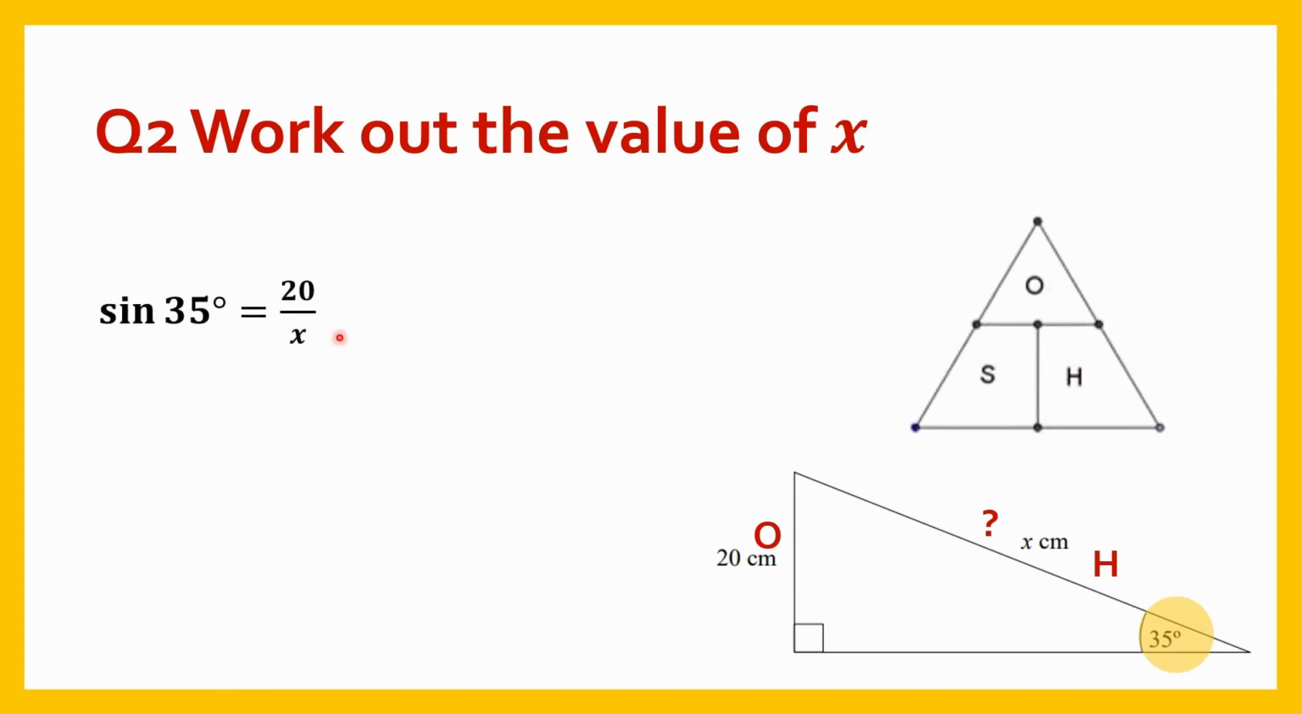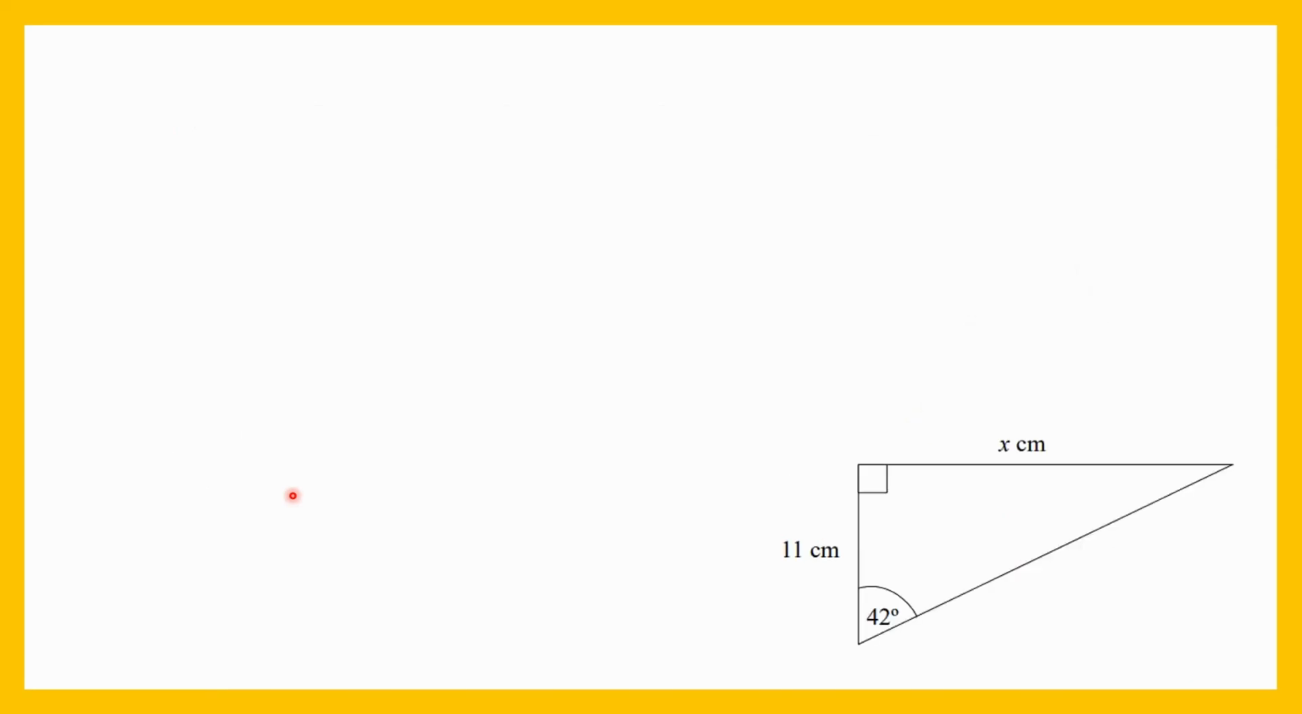Substitute in the values. Sine 35 equals 20 over x. Hypotenuse is what we're looking for. So to look for the hypotenuse, we have opposite over sine. Therefore, x equals 20 over sine 35 degrees, which is 34.869 centimeters, 3 decimal places.